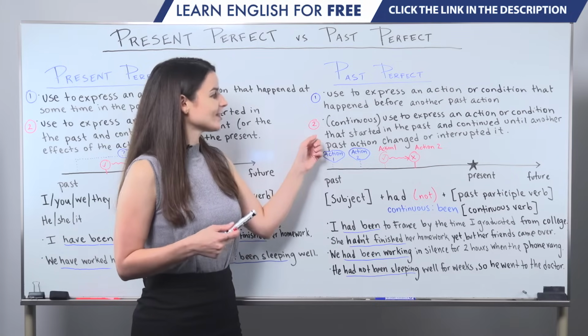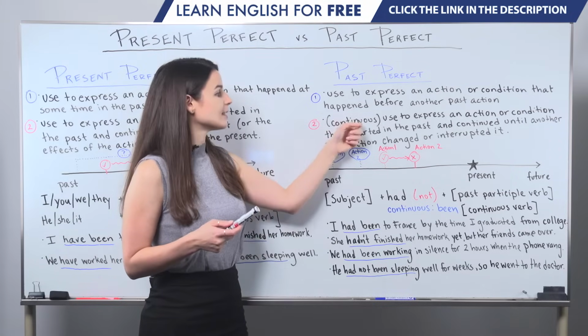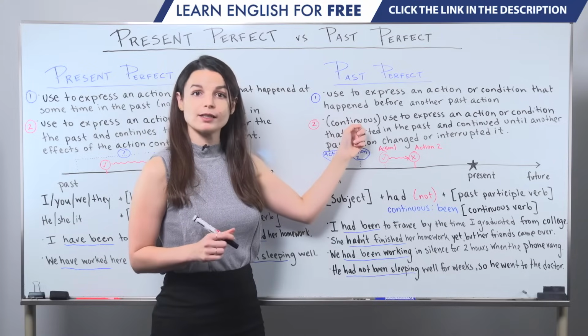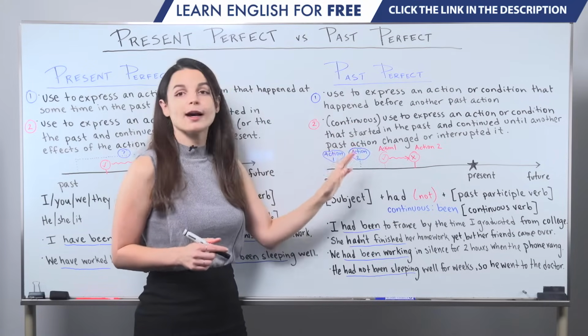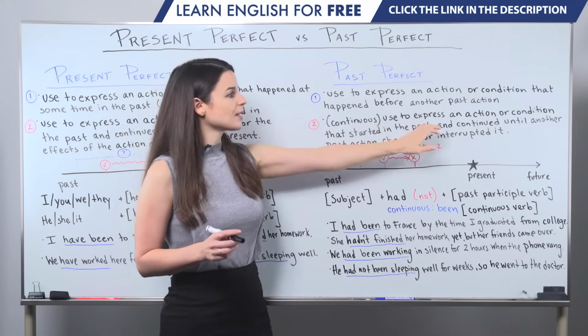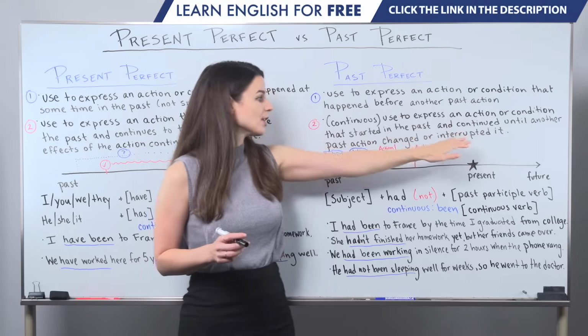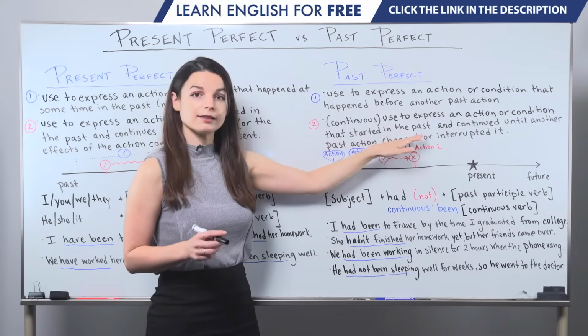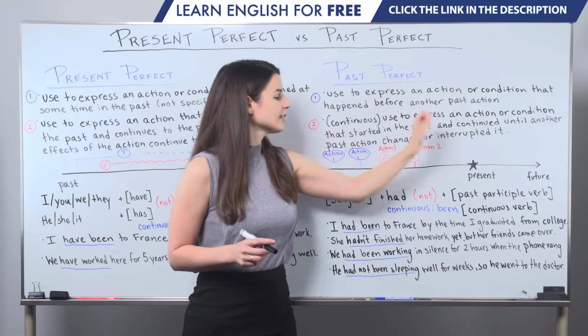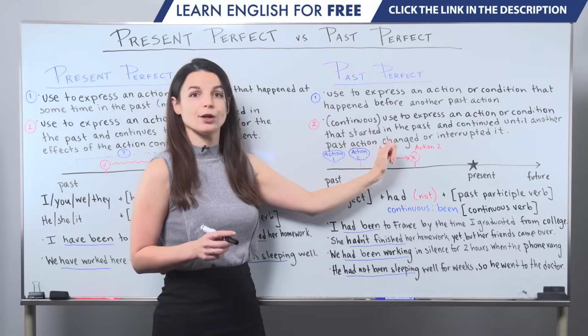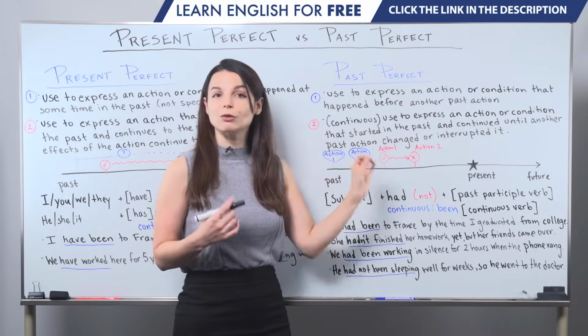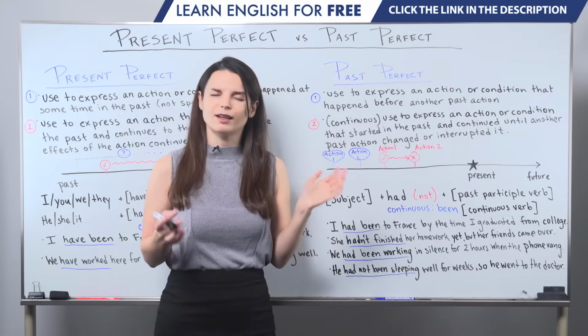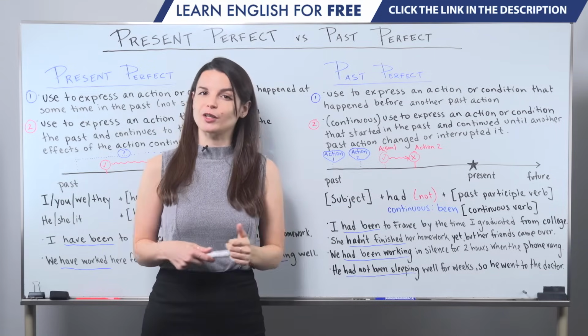Okay, now let's look at the second use here. This is in continuous, in past perfect continuous. So we use past perfect continuous to express an action or condition that started in the past and continued until another past action changed or interrupted it. So what does this mean? Until another past action changed or interrupted it.